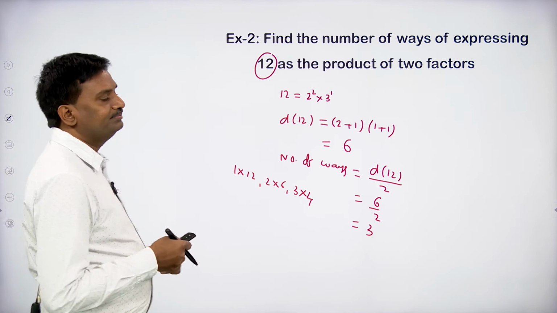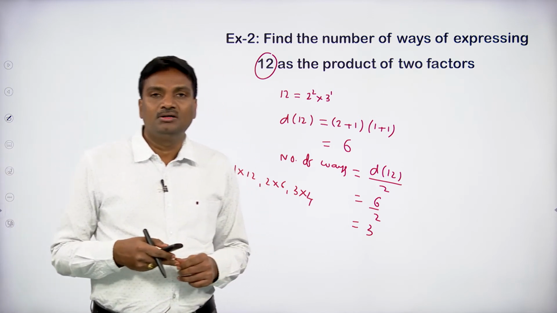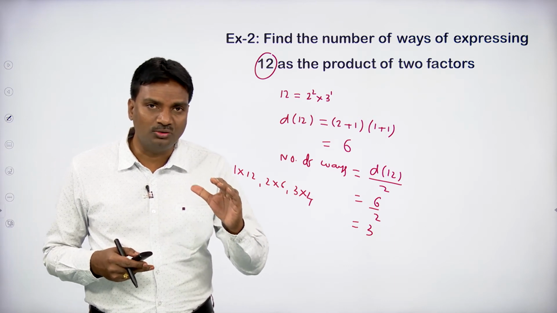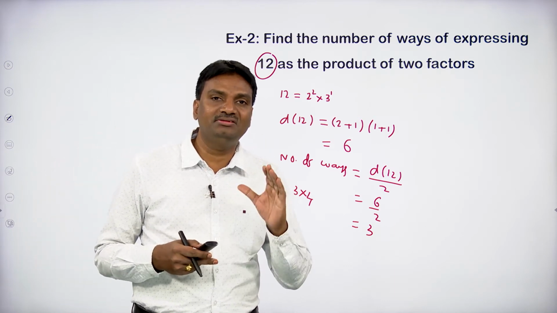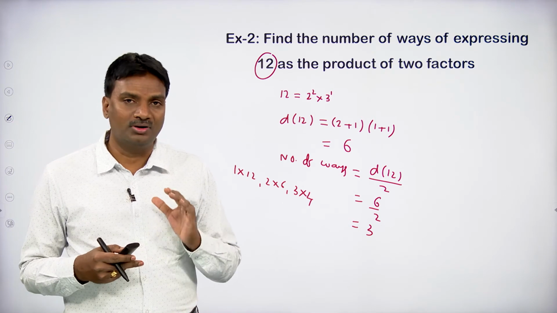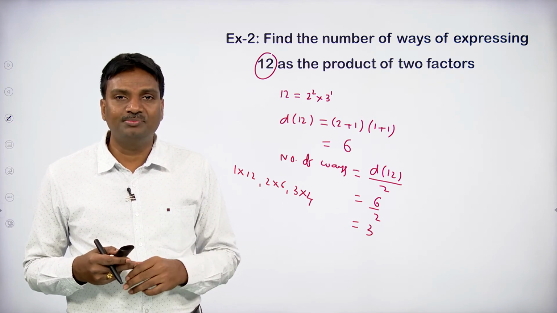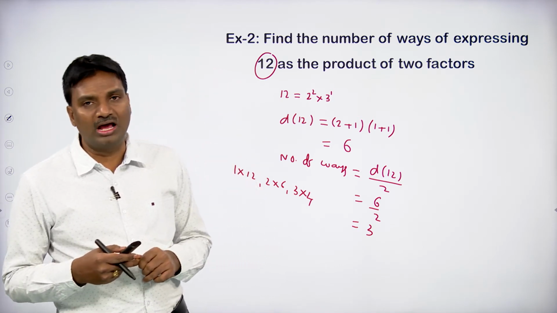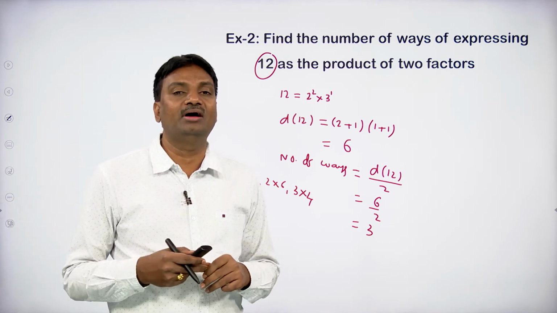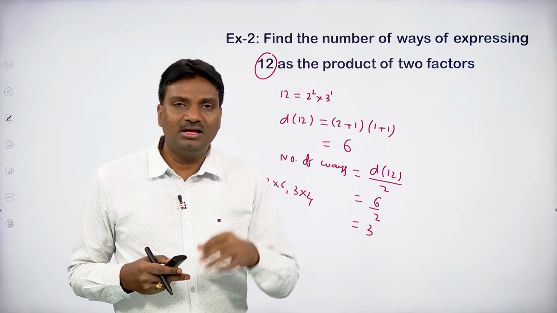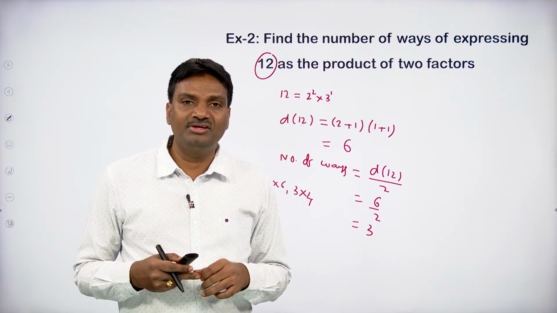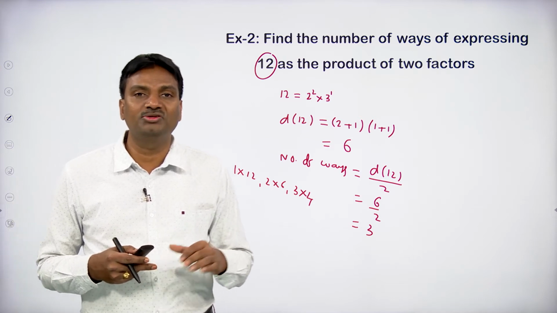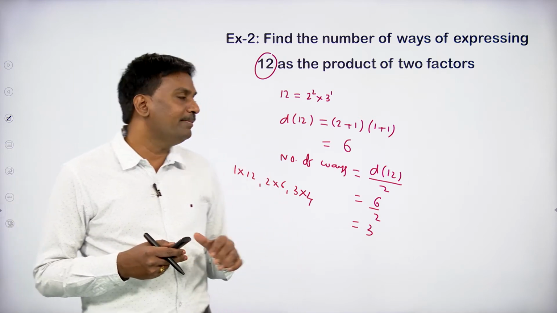So when a number n is given, to express that number n as the product of two factors, first we have to check whether the given number is a perfect square or not. After that, we have to express the given number in the form p1 power alpha 1 into p2 power alpha 2 into so on pk power alpha k. So find the total number of divisors of n by using the formula (alpha 1 plus 1) into (alpha 2 plus 1) into so on (alpha k plus 1).